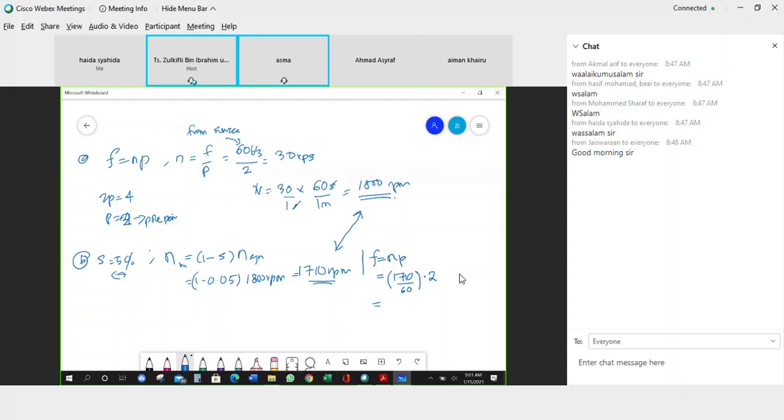So when you take this one divided by 60 times 2, your rotor speed, your rotor frequency, now rotates at 57 Hz. So there is a difference. Okay.